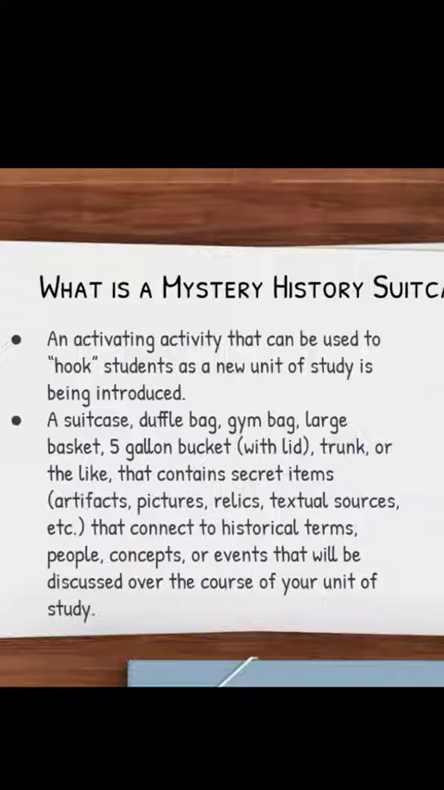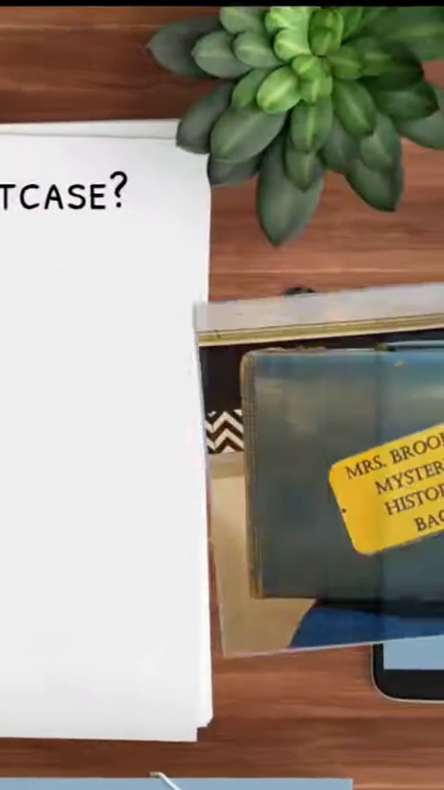But typically, a mystery history suitcase can be made out of a suitcase, a duffel bag, a gym bag, a large basket, 5-gallon bucket with a lid, a trunk, or the like, that contains secret items, artifacts, pictures, relics, textual sources, etc., that connect to historical terms, people, concepts, or events that will be discussed over the course of your unit or series of lessons.